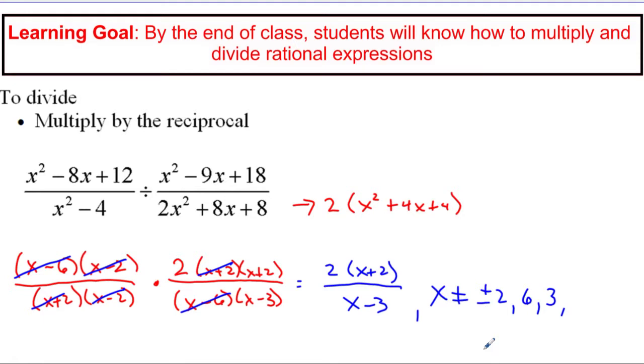So here's where it gets a little bit tricky. In my original problem, before I took the reciprocal, I actually had 2x squared plus 8x plus 8 in the denominator. In my form that I just checked, that's up here, right? That's my numerator. So I actually need to look at this as well and say, all right, 2 doesn't contribute anything.